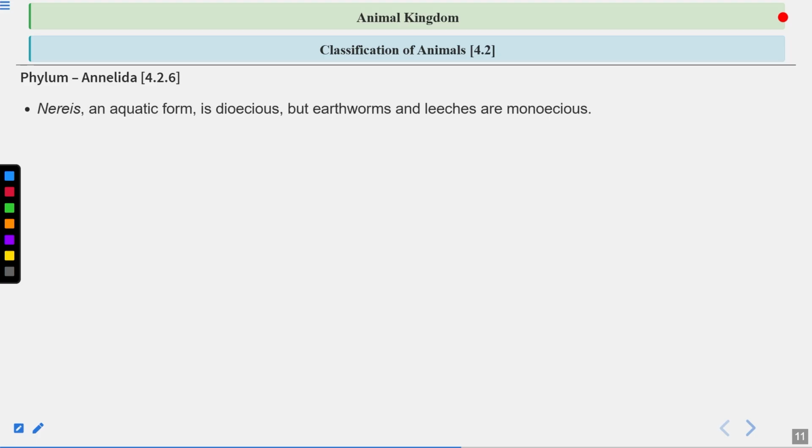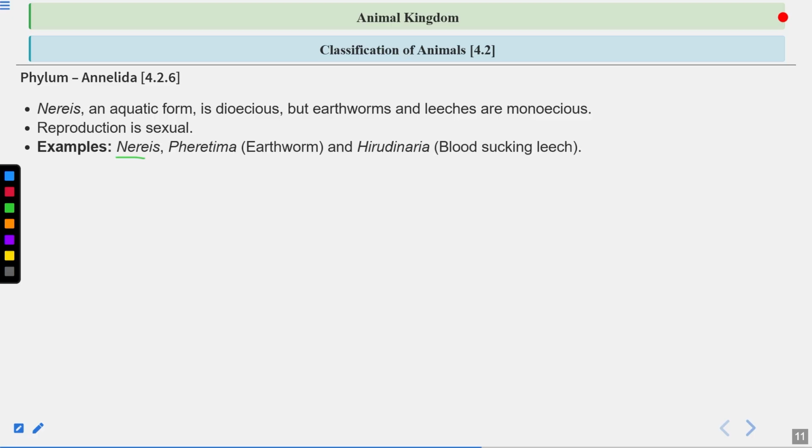Nereis is an aquatic form. So here you can see Nereis is an aquatic example, and it is dioecious. Male and female individuals are separate. But in the case of earthworm and leeches, they are monoecious. Monoecious means they are hermaphrodite. Both the male and female reproductive organs are present in the same individual in earthworm and leeches, right? But in the case of Nereis, they are dioecious, separate male and female individuals. Reproduction is sexual.